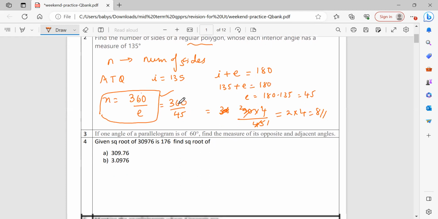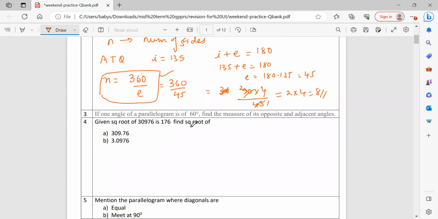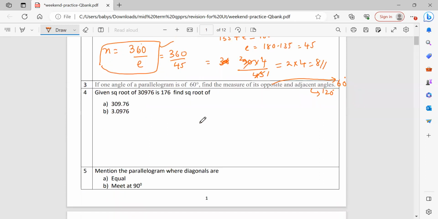Okay, moving on. If one angle of a parallelogram is 60 degrees, find the measure of its opposite and adjacent angles. Opposite angle will be same as 60 degrees, isn't it? The adjacent angles will be 180 minus 60, which is 120 degrees. So we know that in a parallelogram, opposite angles are equal and adjacent angles are supplementary. So you need to remember this. Opposite angles are equal in a parallelogram, and adjacent angles, adjacent means neighboring angles, are supplementary.